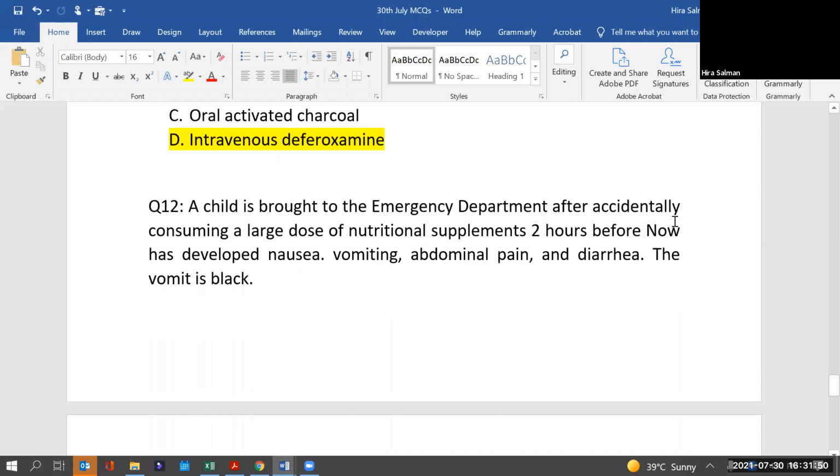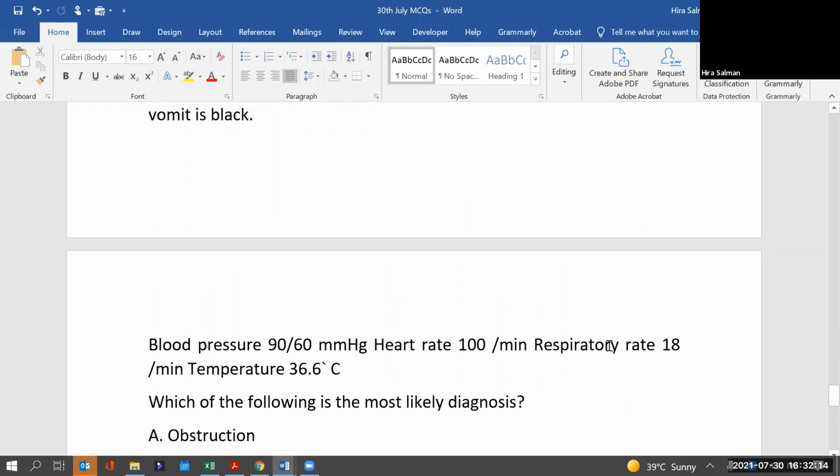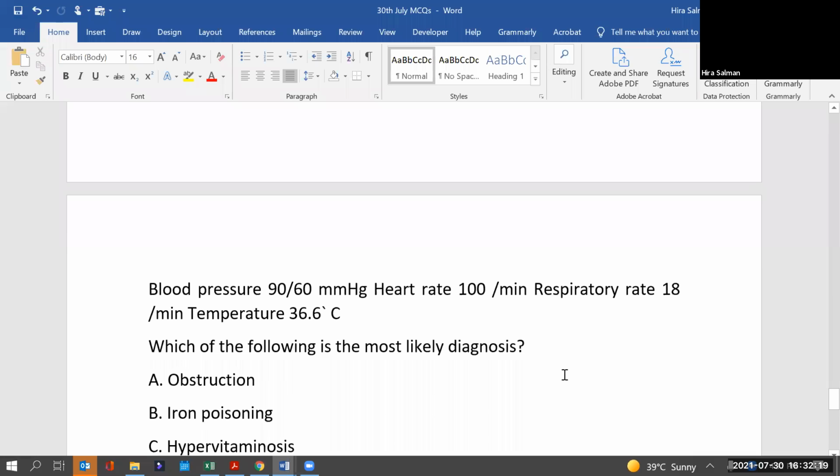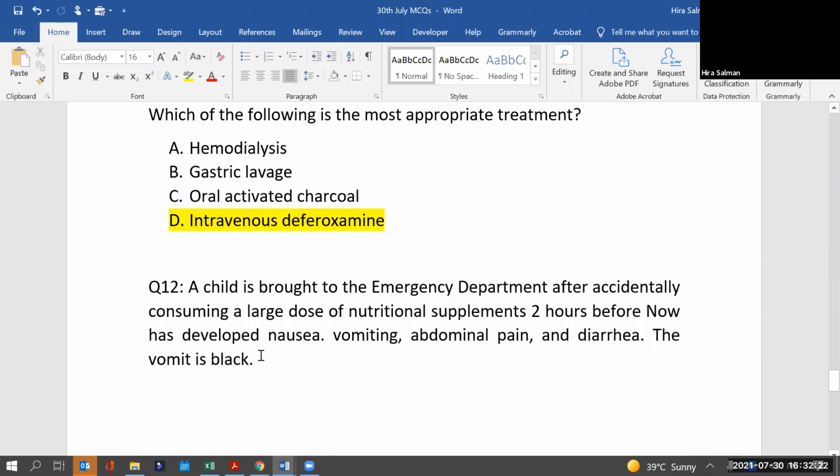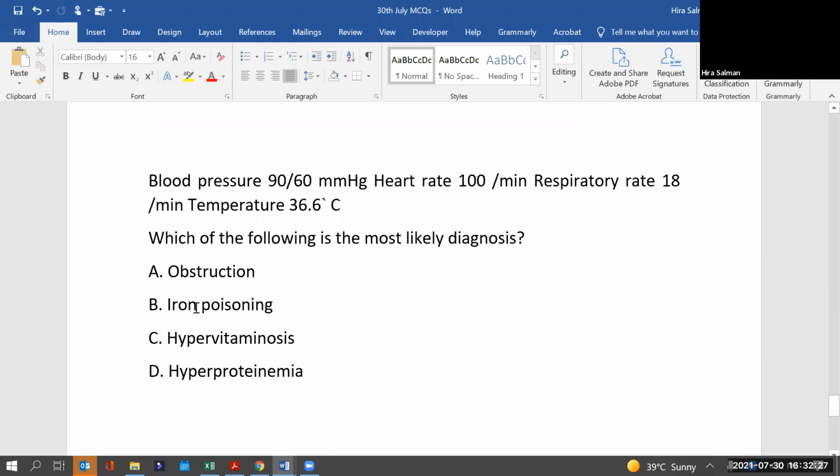A child is brought to the emergency department after accidentally consuming a large dose of nutritional supplements 2 hours before. Now he has developed nausea, vomiting, abdominal pain, diarrhea. The vomitus is black. If the vomitus is black and there's a history of nutritional supplement, that must be an iron supplement. That's why the vomitus is black. The vomitus is black, the stools are black. Always think about iron overload. The blood pressure is slightly on the lower side. Which of the following is the most likely diagnosis? Of course, based on the vomitus color and the history of nutritional supplement intake, we will always go for iron poisoning.